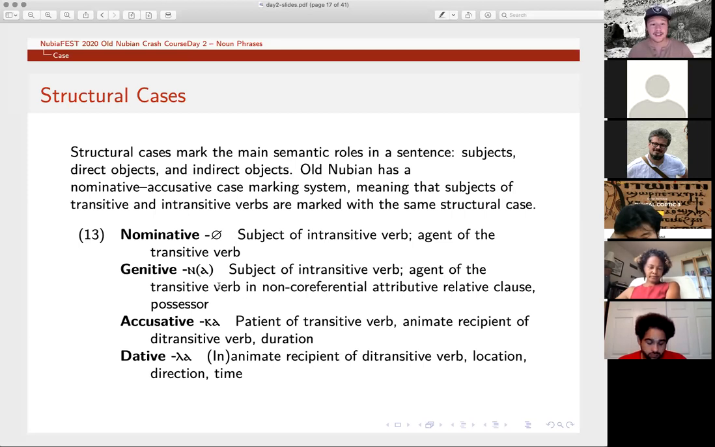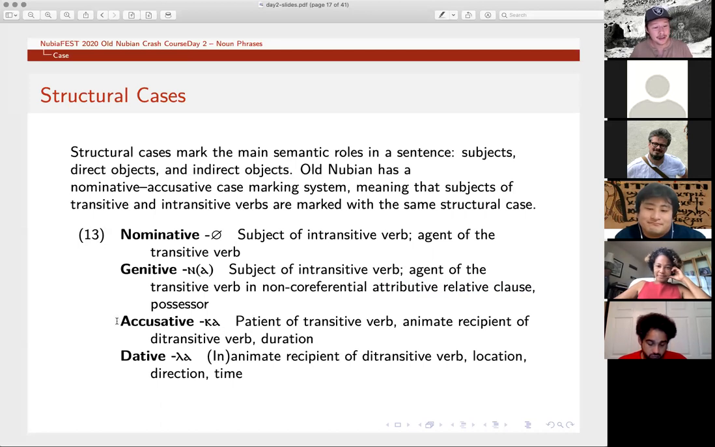The genitive case is a bit special. It does what a genitive case does, namely it marks possessors, right? So the house of John, but it also marks the subject of an intransitive verb or the agent of a transitive verb in a specific type of attributive relative clause. And this is kind of special because genitive subjects are not very frequent in the world's languages. But for example, this type of genitive marking in non-coreferential attributive relative clauses, and we'll discuss later what these precisely mean, actually also occurs in Japanese. And so this is a really fun thing about Old Nubian, that's not an everyday case marking.